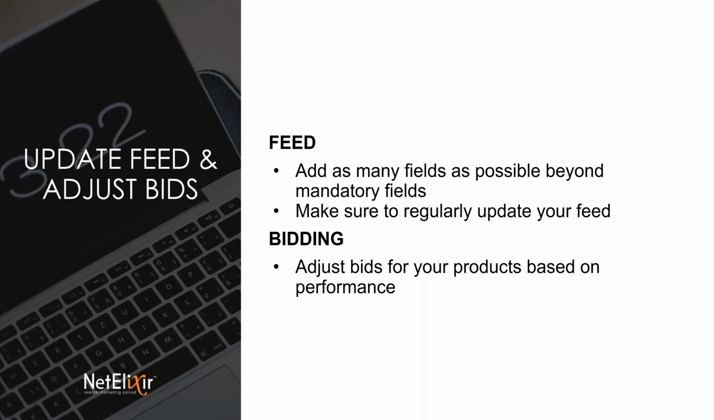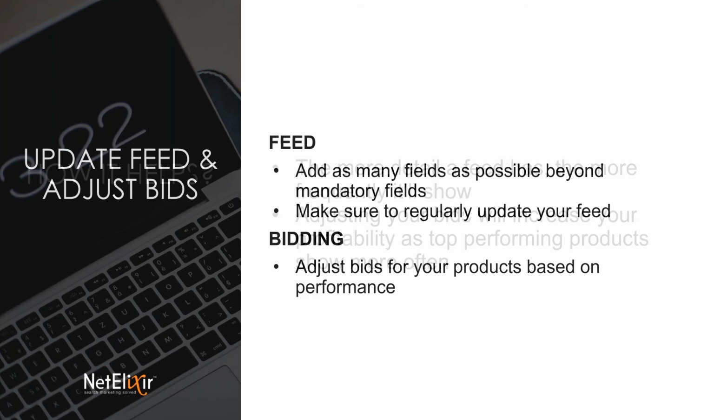So to make your Google Shopping feed the best it can be, you should initially add as many fields as you can beyond just what is required by Google. Once you have your shopping feed, you should make sure to regularly update that feed to account for any changes in pricing, inventory, or any new products you want to add to the feed. AdWords requires that you do this at least on a monthly basis, but if possible, you should definitely do that more often. In addition to just updating your feed, you should also be adjusting your product bids based on performance in order to show your most successful products more often.